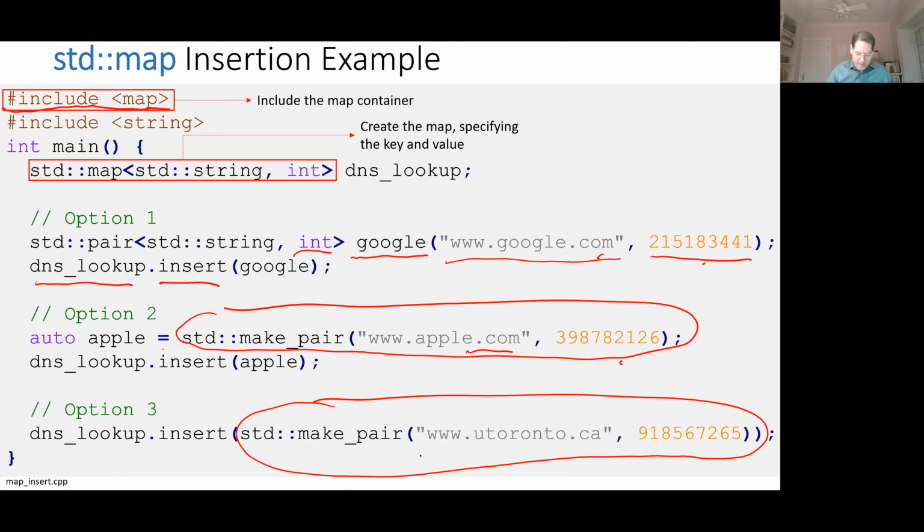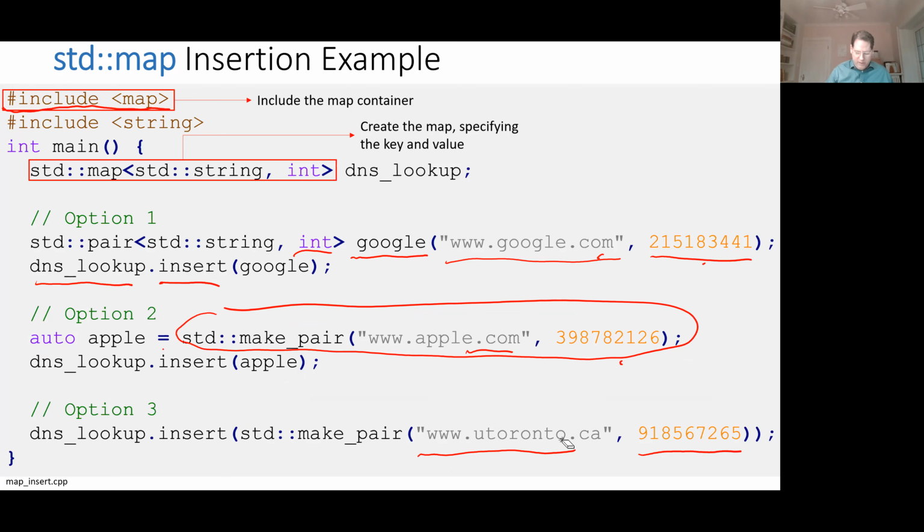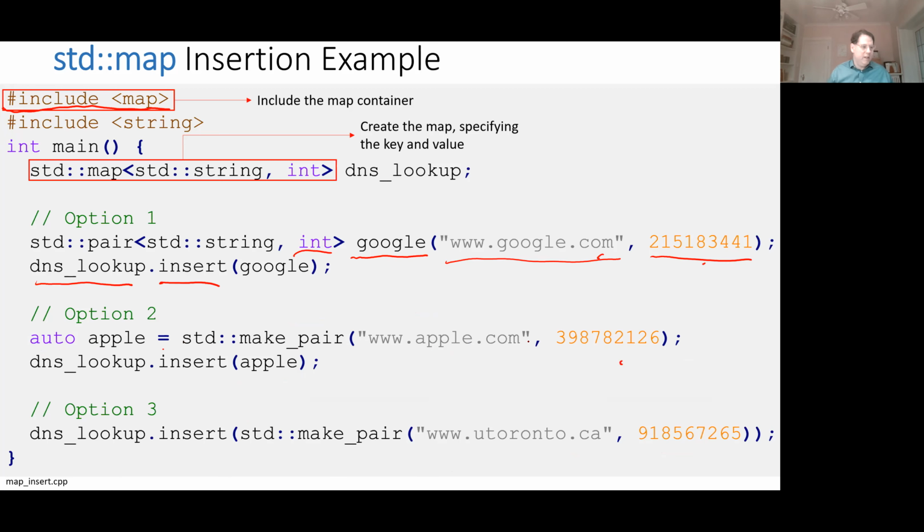So in this case, I'm making an unnamed object with utoronto.ca and a certain IP address, and I'm directly putting that in with no temporary variable. And it just saves me some typing. All three of these do the same thing, so use any one of them you want.